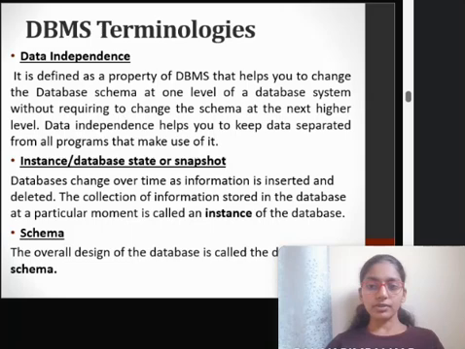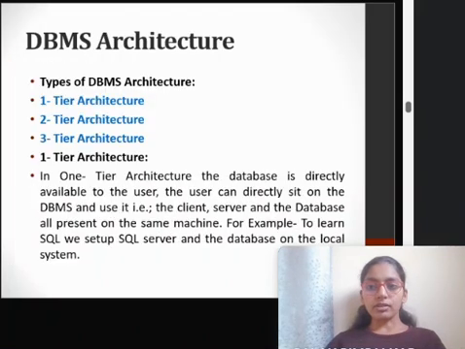Instance, or database state, or snapshot. Databases change over time as information is inserted and deleted. The collection of information stored in the database at a particular moment is called an instance of the database. Now what is schema? The overall design of the database is called the database schema, or the structure or skeleton. Now let's study what the DBMS architectures are.